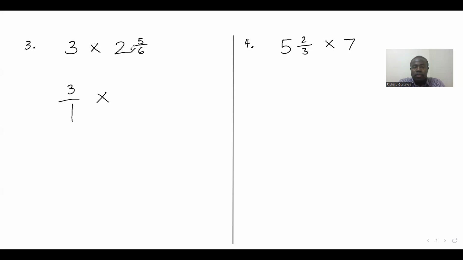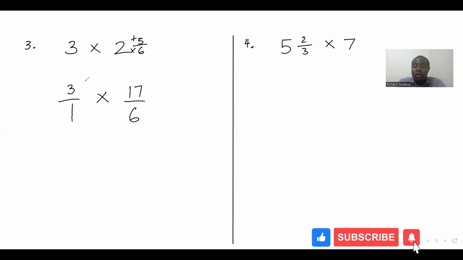Then let's convert this to an improper fraction. So it's 2 times 6, which is 12, then 12 plus 5, that will give us 17, and then we put back our denominator, which is 6. Always look for the opportunity to cancel any numerator and denominator. So let's look.